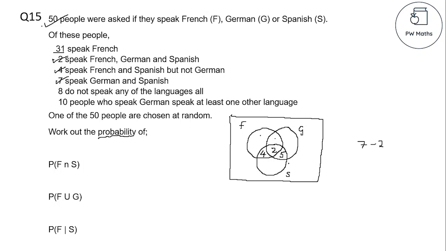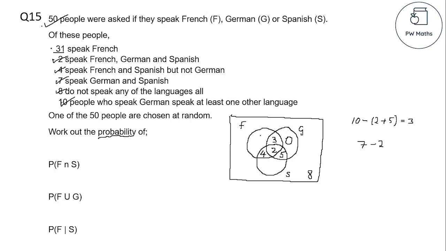8 don't speak any of the languages. It's customary to write that in the bottom right hand corner, but it can go anywhere outside the Venn diagram. All the 10 people who speak German speak at least one other language. I already know about 5 plus 2 is 7 people who speak German, and I know there's got to be 10, so there must be 3 people there. Coming from 10 minus the 2, add the 5, and we know 10 of the people who speak German speak at least one other language, so nobody speaks only German.